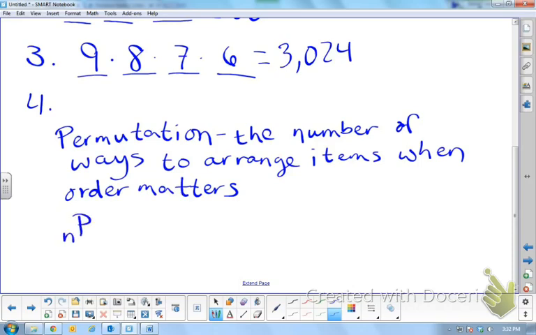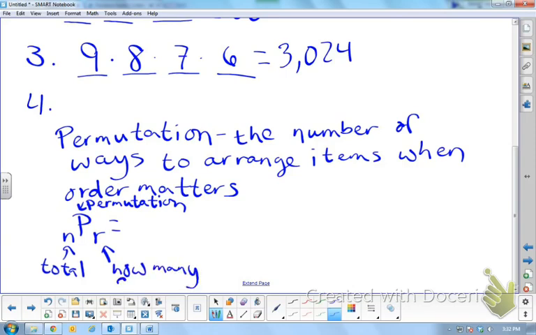We had a new notation for this and its associated formula. So nPr means P is our permutation. A giant P stands for permutation in this case. n is the total number of objects, and r is how many we are choosing. So the formula is n factorial over n minus r factorial.